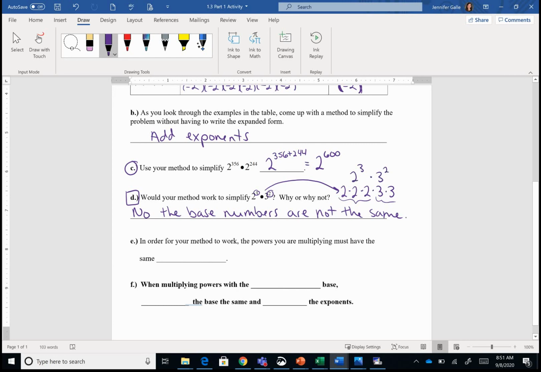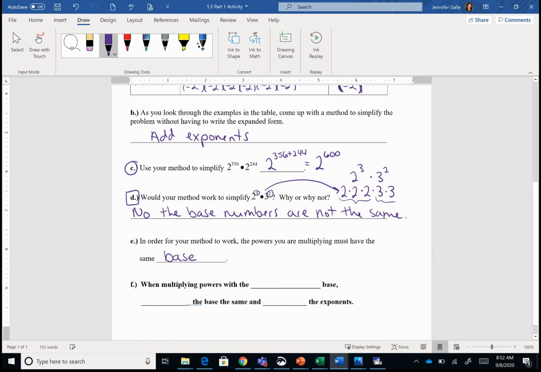I can't make it 2 to the 5th. I can't make it 3 to the 5th. I can't make it 6 to the 5th. Some people are trying to multiply some bases there. I can't. I'm stuck. So our rule says, letter E, in order for your method to work, so our shortcut, the powers you are simplifying must have the same base.